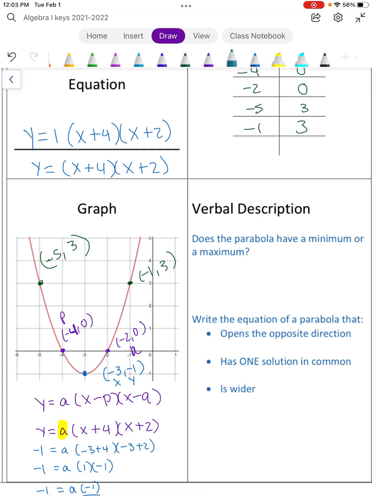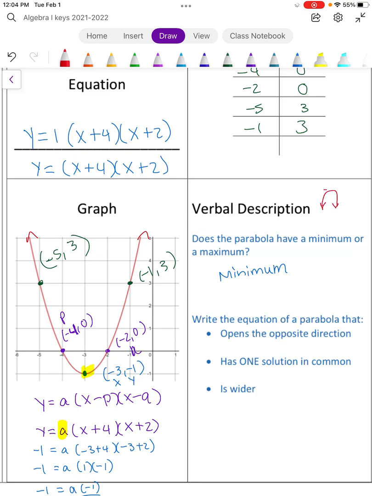So last but not least, our verbal description. Does the parabola have a minimum or a maximum? Well, again, this one's opening up, so it's got a minimum. It's got that lowest possible value. And then our parabola is going up forever and ever, so it's always increasing, so that's why we have that minimum value. When it opens down, that's when it has the maximum.